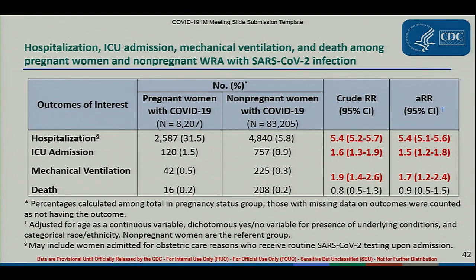Among pregnant women, 31.5% were reported as hospitalized, compared with 5.8% of non-pregnant women. After adjusting for age and the presence of underlying medical conditions and race and ethnicity, pregnant women were significantly more likely to be hospitalized with an adjusted risk ratio of 5.4. Pregnant women were 50% more likely to be admitted to the intensive care unit and 70% more likely to receive mechanical ventilation. 16 deaths were reported among pregnant women in a similar proportion to non-pregnant women.